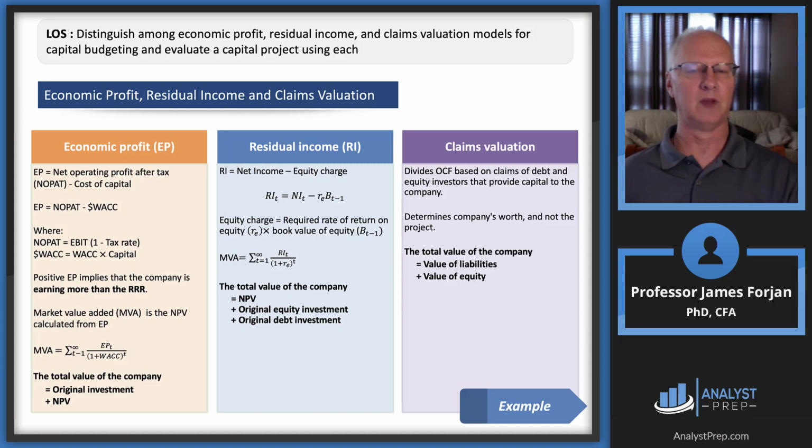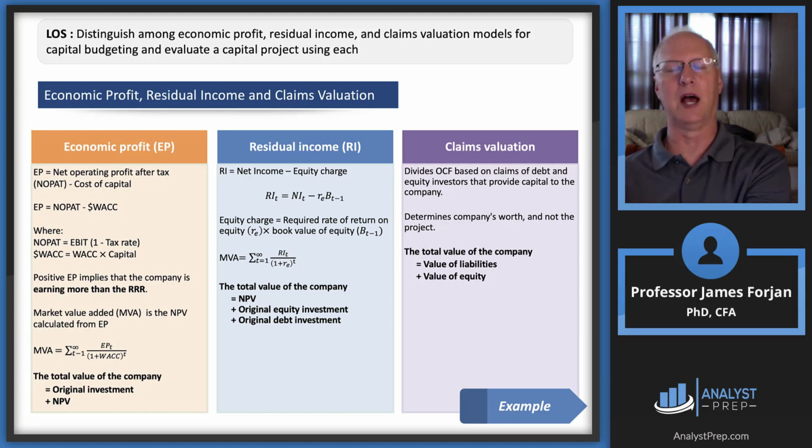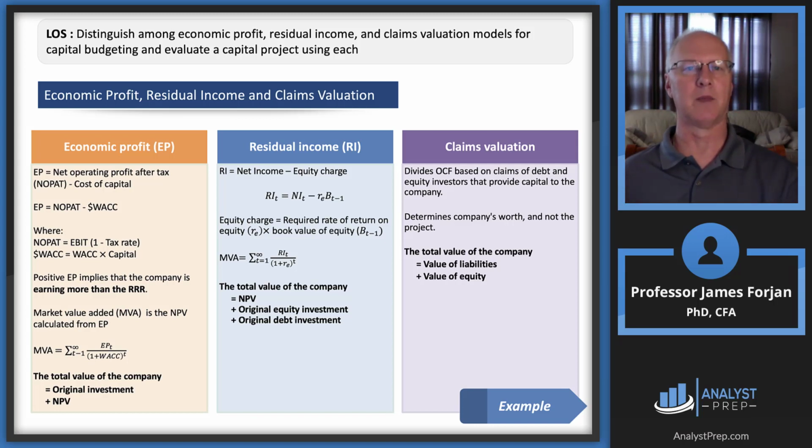Let's skip to the bottom there. Notice market value added. For each of these, all we're going to do is take the summation of the economic profit. We're going to take the summation of the residual income to get some kind of measure of market capitalization. And then over on the right-hand side, under claims valuation, we just take the market value of the debt and market value of the equity. And that gives us some estimate of total market capitalization.